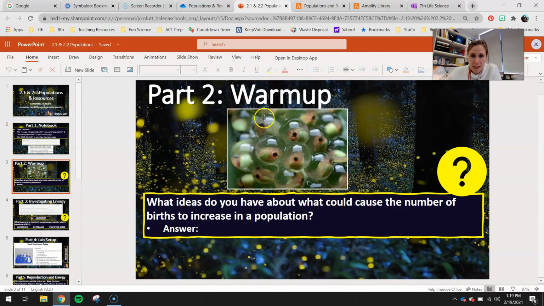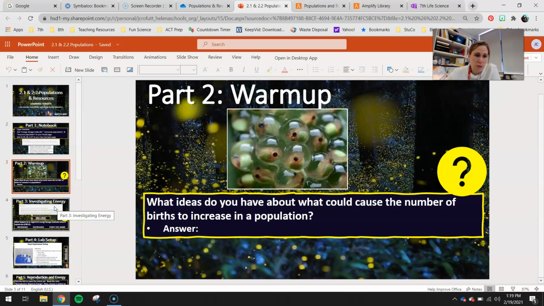What you see in this little picture here is a bunch of baby tadpoles that are about ready to hatch. So what ideas do you have about what could cause the number of births to increase in a population? If we're talking about these tadpoles, what could increase how many tadpoles are being born, or frogs are being born? So brainstorm and think of a couple things that could help increase the number of births of any population.